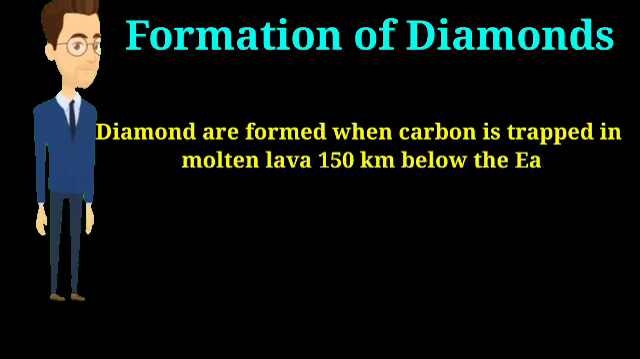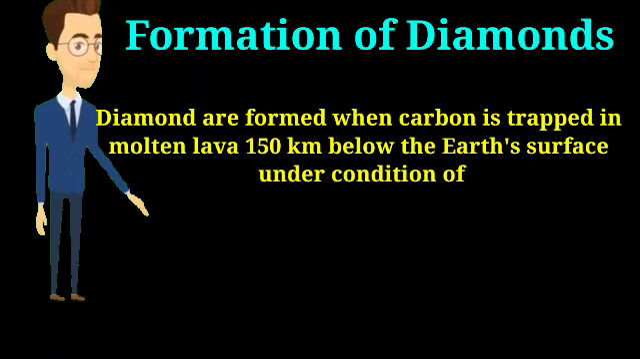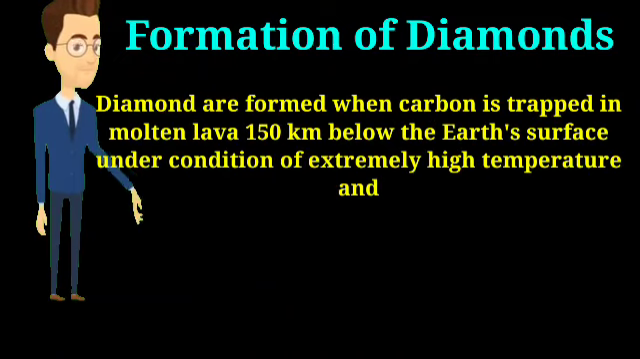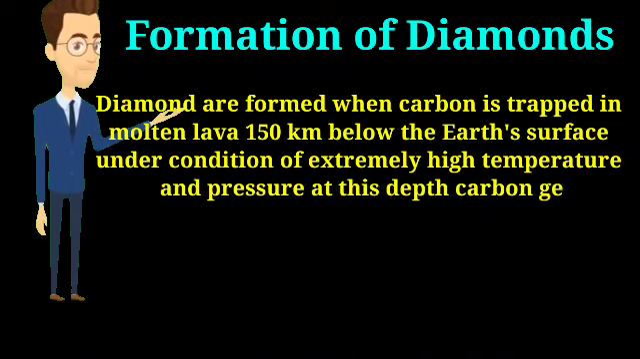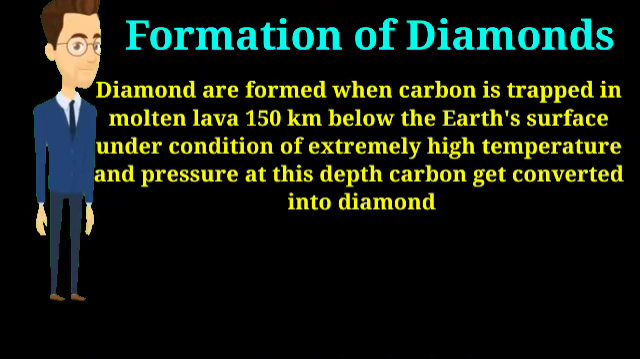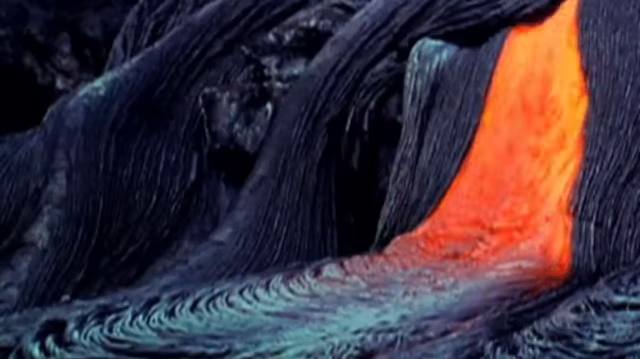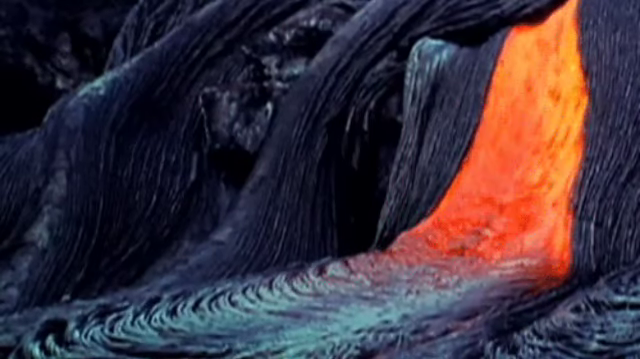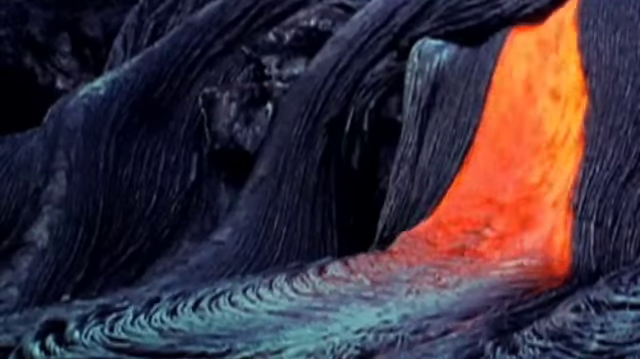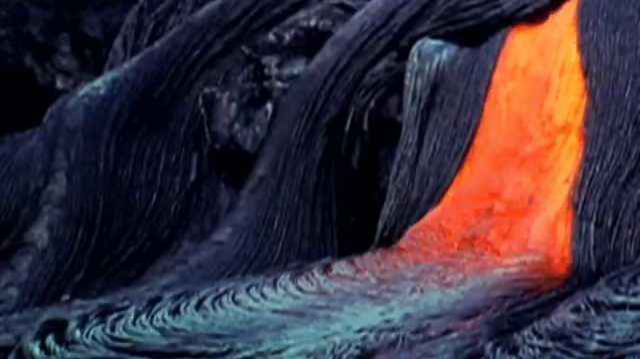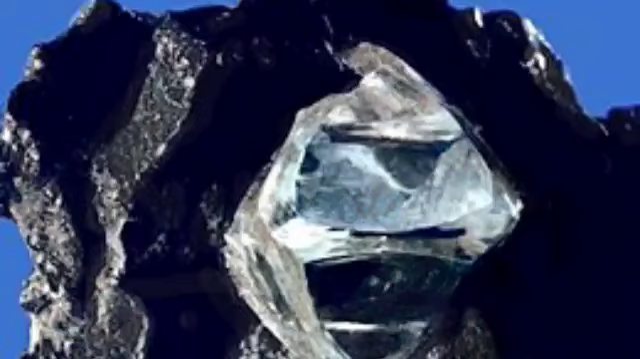Diamonds are formed when carbon is trapped in molten lava about 150 km below Earth's surface under the condition of high temperature and high pressure. It is converted into diamond. Yes, my dear students, from coal you can make diamond, but we require high temperature and high pressure, and at high pressure and temperature diamond can be formed from coal.